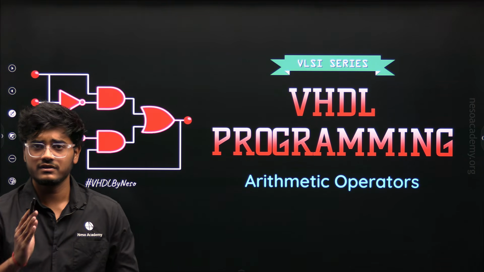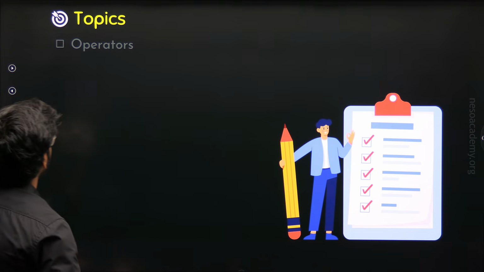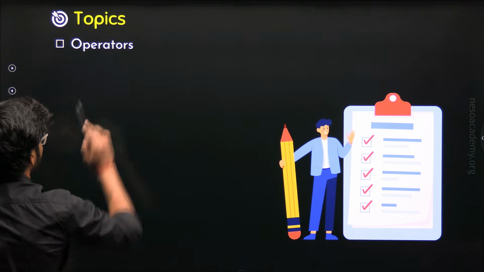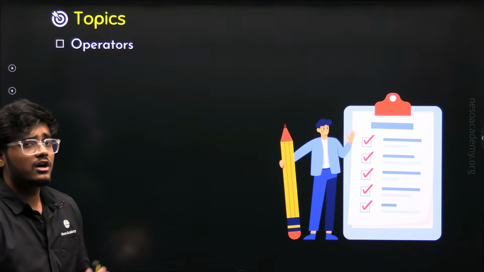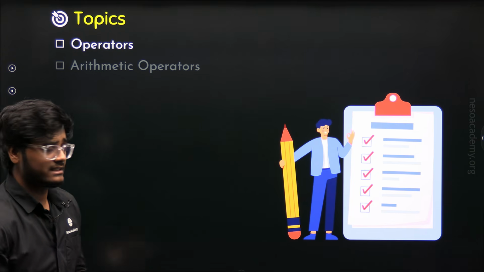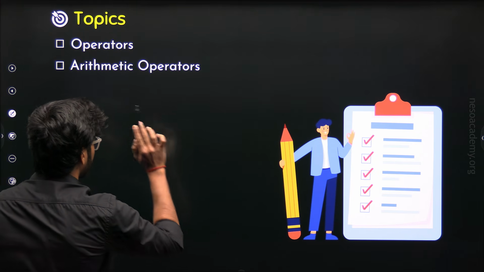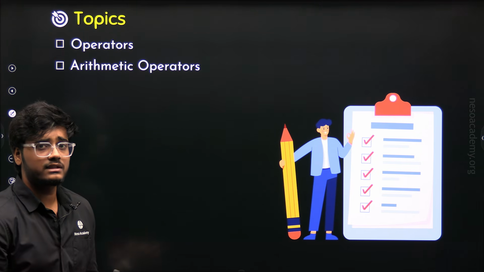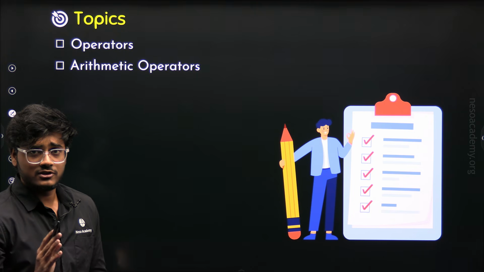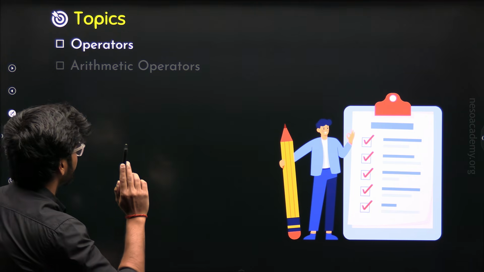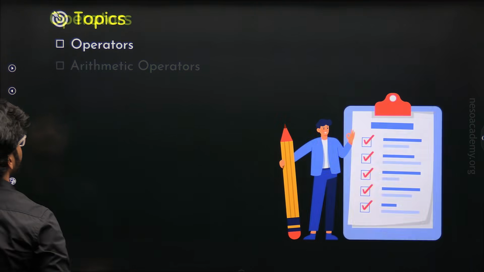And in this lecture, we will cover the following topics. The very first topic is operators. In this, we will understand what are operators. And the last topic is arithmetic operators. In this topic, we will understand what are arithmetic operators and its types. So, let's start the lecture with the very first topic, operators.